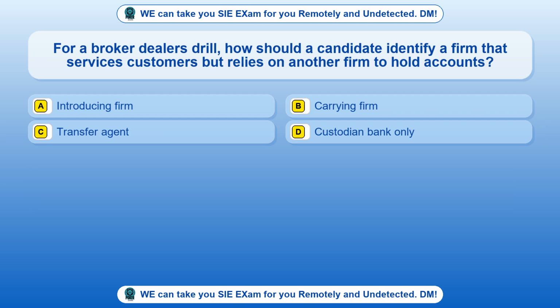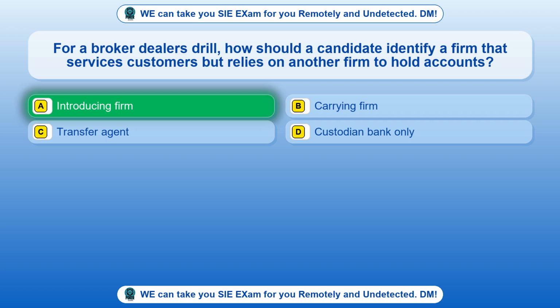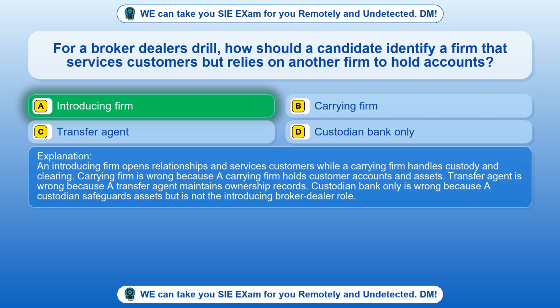Question 73. For a broker-dealer's drill, how should a candidate identify a firm that services customers but relies on another firm to hold accounts? Option A, introducing firm. Option B, carrying firm. Option C, transfer agent. Option D, custodian bank only. The correct answer is option A, introducing firm. An introducing firm opens relationships and services customers while a carrying firm handles custody and clearing.